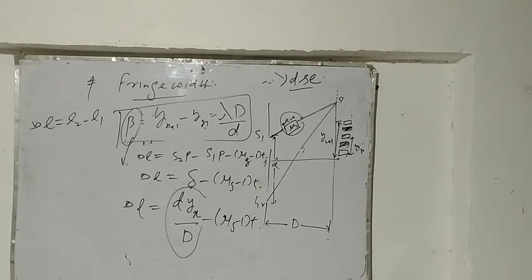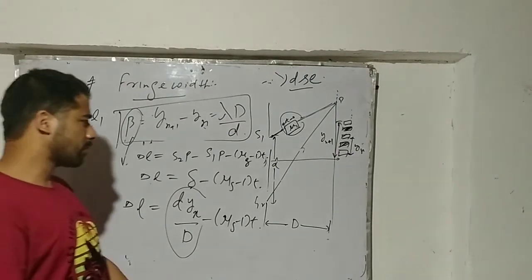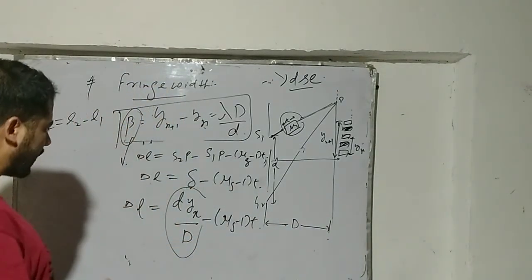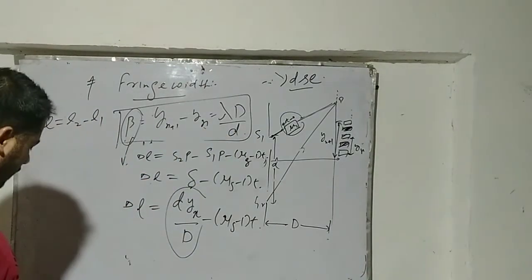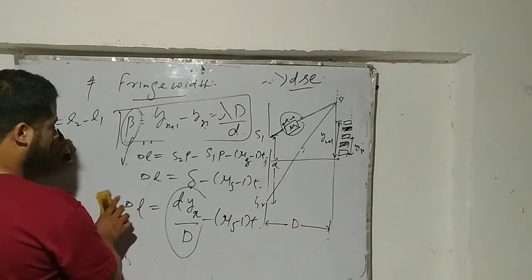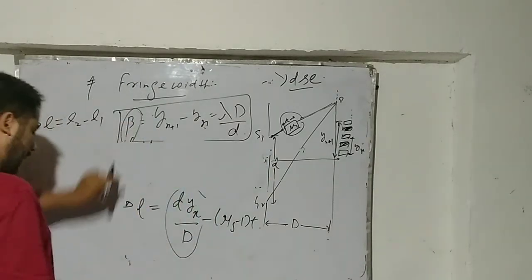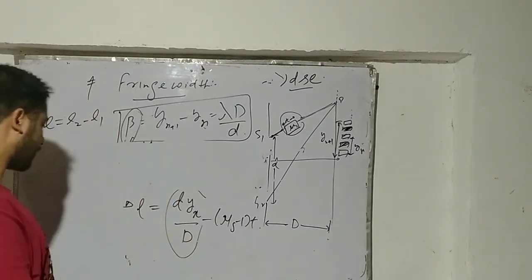If I look for the fringe width, it really doesn't matter for us whether we talk about the position of successive bright or dark fringes, because we will always get the same result here. So let me analyze what will happen to this fringe width.